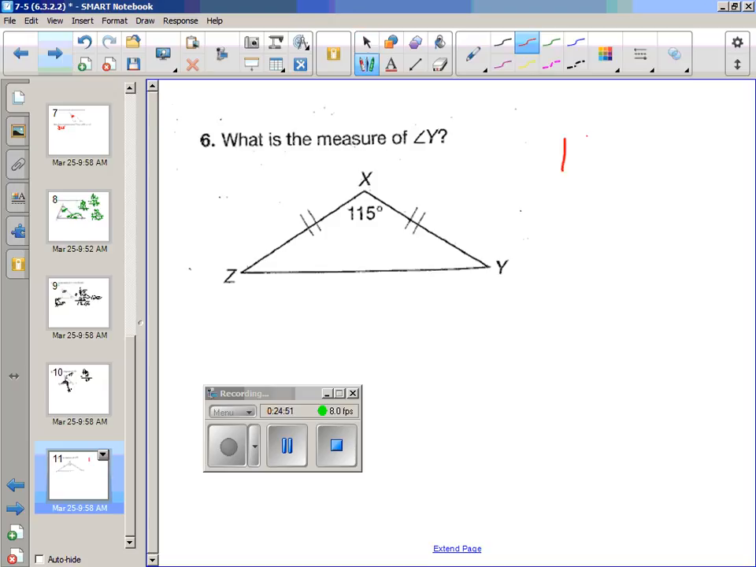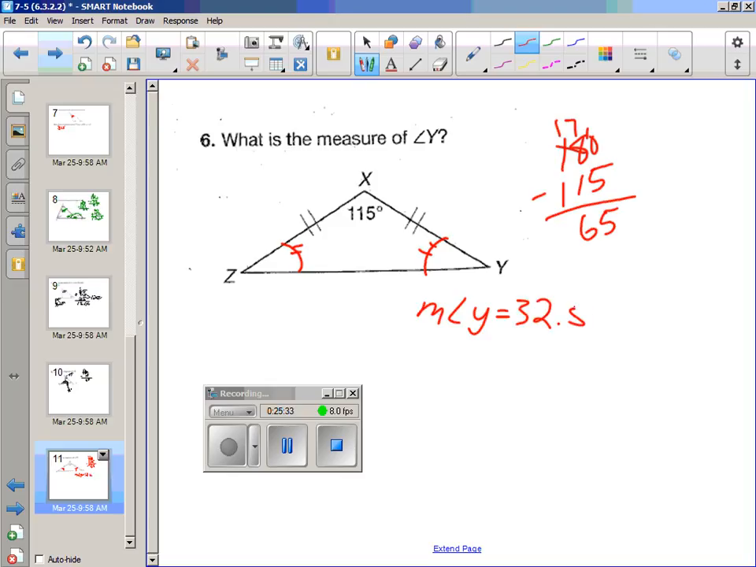The grand total is 180. We can subtract 115. That's the one that we know. If we have two congruent sides, that means that we are going to have two congruent angles. So when I subtract these two, I know that I have to take this 65. This measure is half of 65. This measure is half of 65. Angle Y does have to equal half of 65, which is 32.5 degrees. This one is 32.5 degrees.